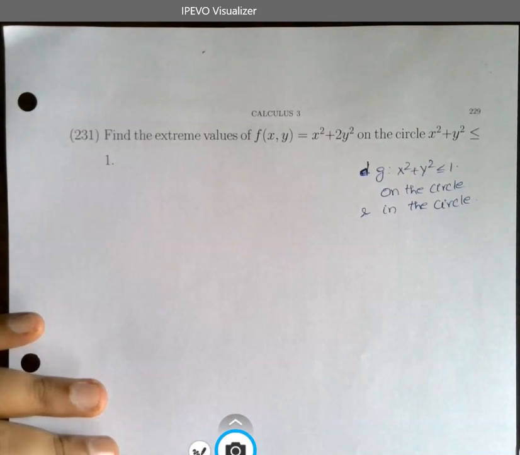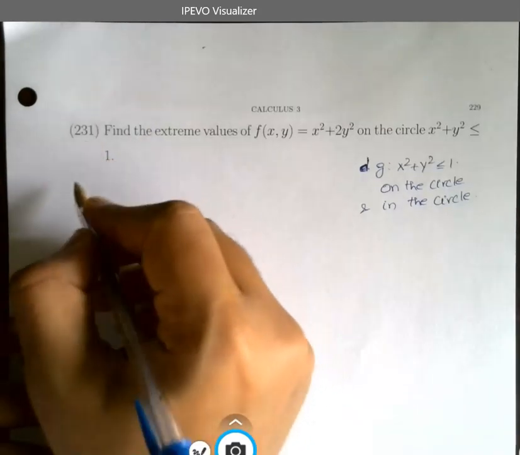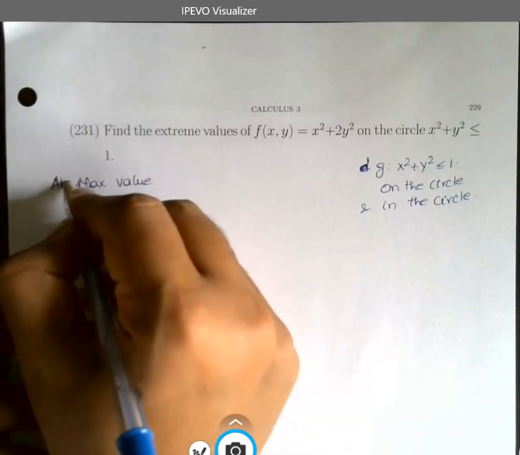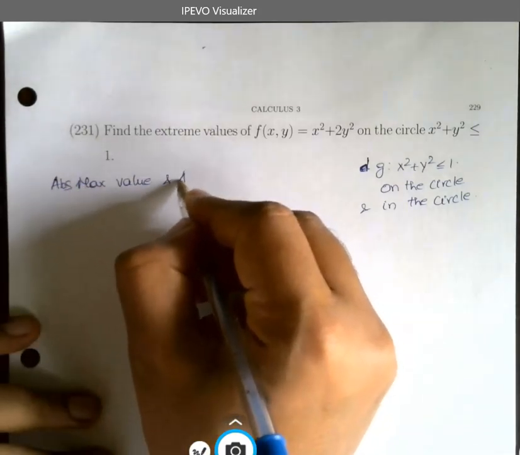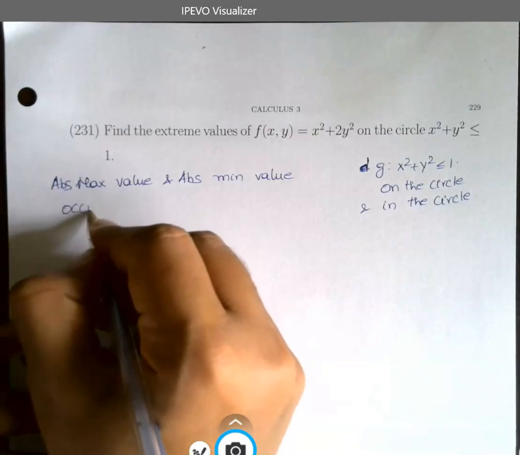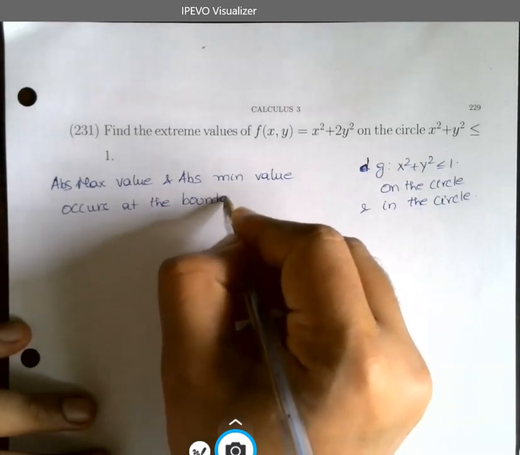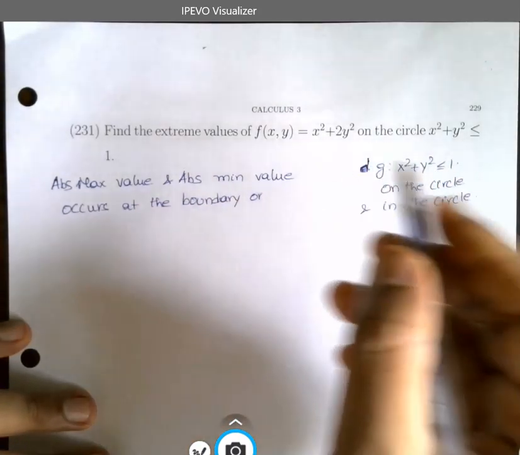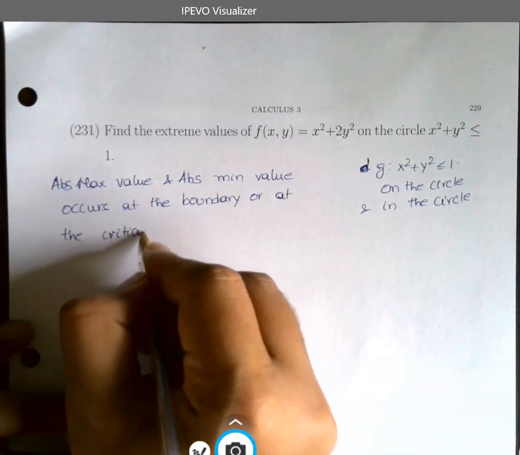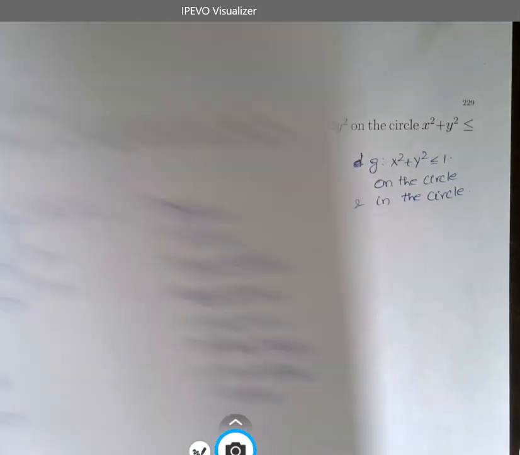So by using the closed interval theorem, or the extreme value theorem from the previous section, the absolute maximum value and absolute minimum value occur at the boundary or at the critical points. Now this is very closely related to the previous problem. That's why I'm just doing a short video on this.